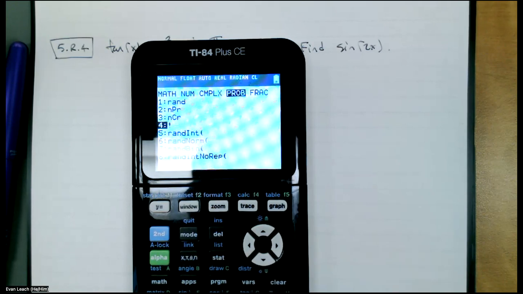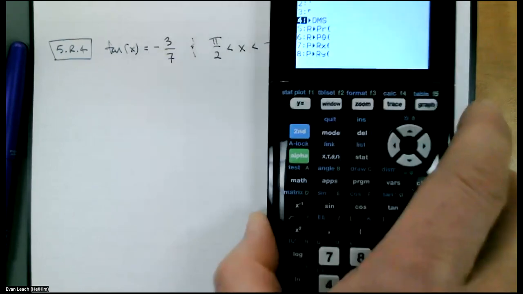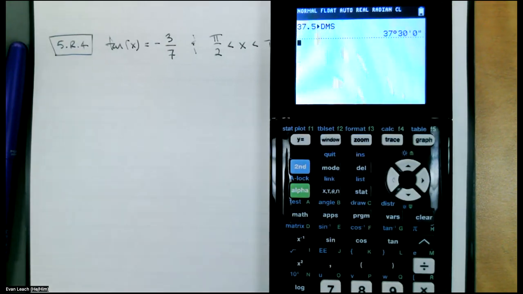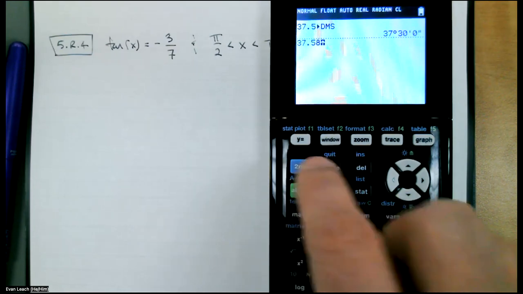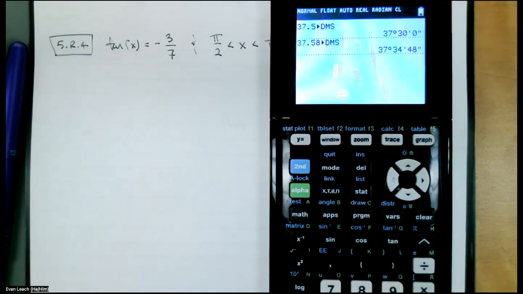Is it under angle? Angle. Convert to DMS. DMS is degrees, minutes, and seconds. So 37.5 degrees is 37 degrees, 30 minutes, and 0 seconds. 1 minute is 1/60th of a degree. And so if I had a different angle, 37.58, if I convert that to degrees, minutes, and seconds, it's 37 degrees, 34 minutes, and 48 seconds.